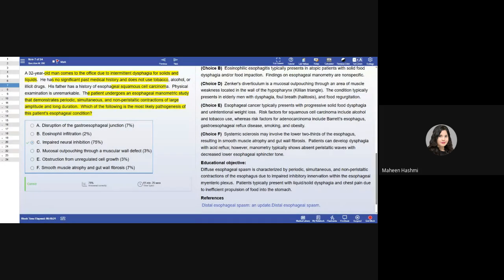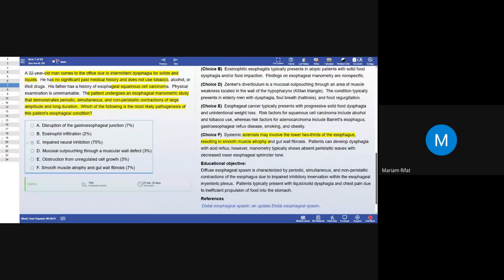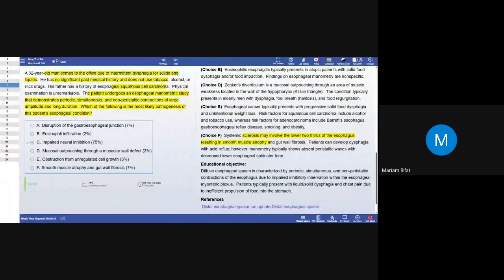What happens in systemic sclerosis in terms of the esophagus? There is stricture, fibrosis of the muscles, and the smooth muscles get atrophied, and there is fibrosis of the gut wall. Very good. You see how in Zenker's diverticulum they mentioned Killian's triangle. I already told you in the first question that they can ask you about this. They will ask you this again in any other question.